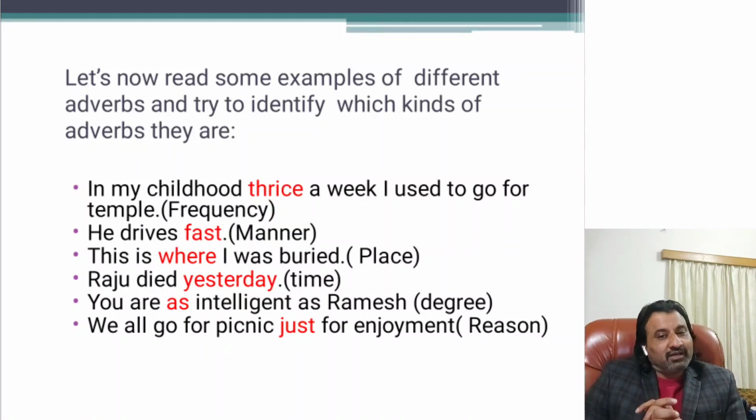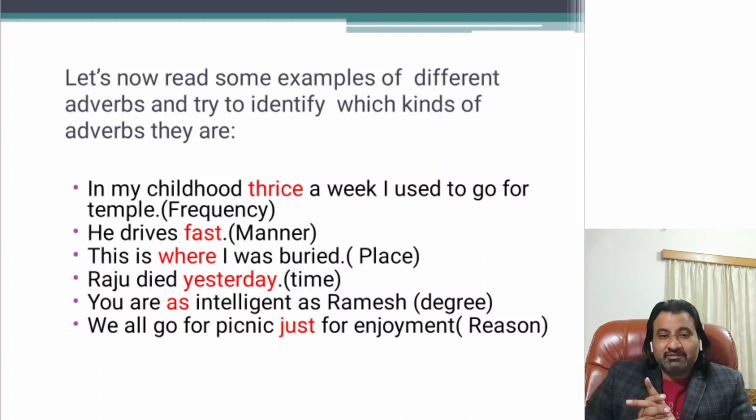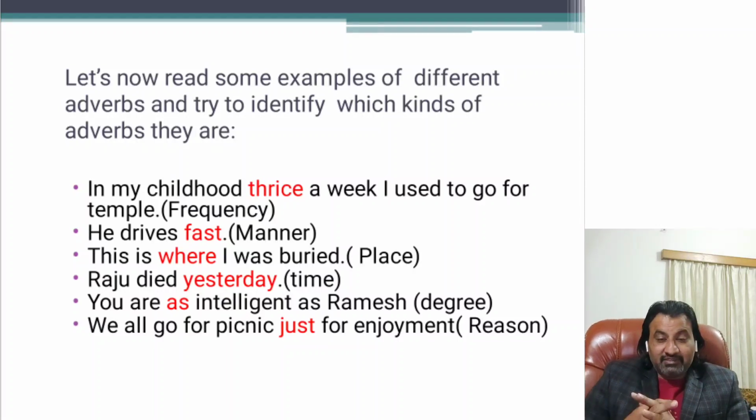He drives fast. How does he drive? He drives fast. It tells us the manner of something, the manner of his driving. This is where I was buried. So the word where tells us about the place where he was buried. So here, another good example of adverb of place.